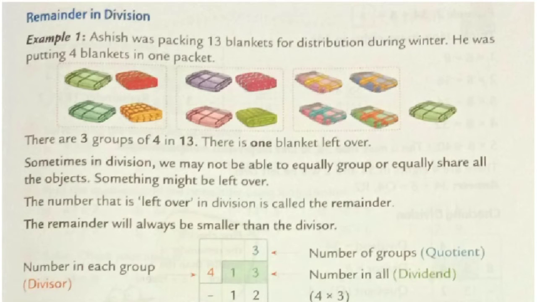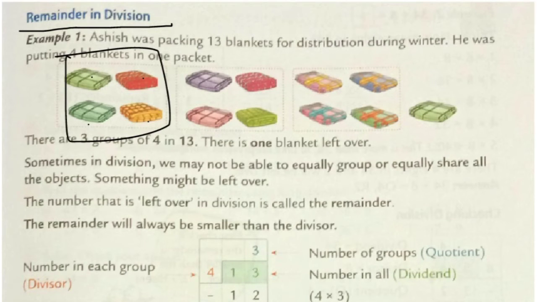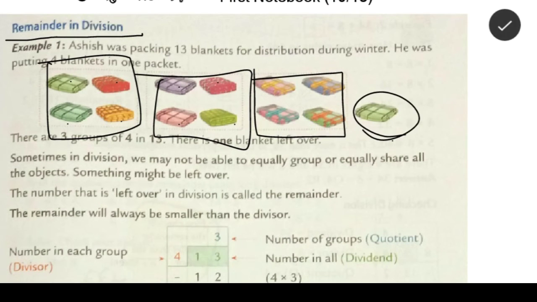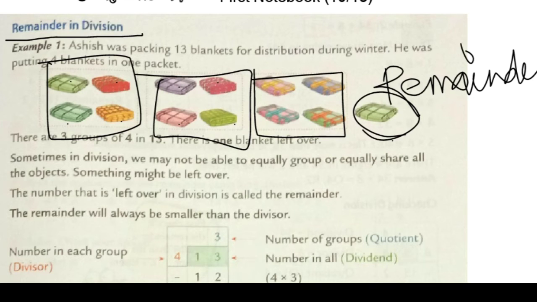So here is our next topic, that is remainder in division. What is remainder? Let's see. Ashish was packing 13 blankets for distribution during winter. He was putting 4 blankets in one packet. He was putting the blankets in groups of 4 and he has 13. So let's help Ashish in putting these blankets. 1, 2, 3, 4 in one packet. 1, 2, 3, 4 in another. Then the next 4 in another. So here one blanket is left. This left one is called the remainder.